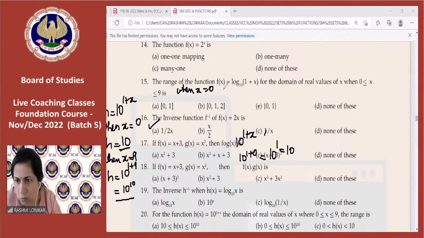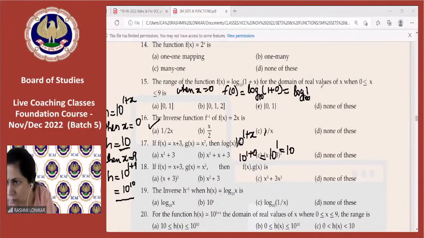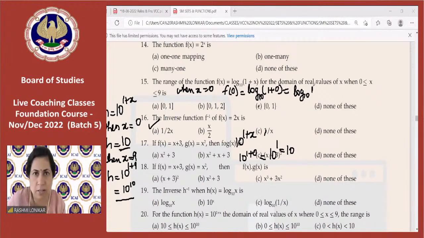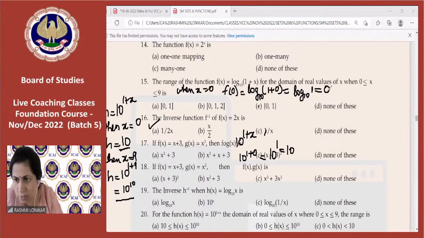When x is equal to 0, what will f(x) be? f(0) will be log of 1 plus 0 to the base 10. Instead of x, I have substituted 0. So this is equal to log of 1 to the base 10. Everybody knows log 1 is how much? Log 1 is 0. So f(0) I have found to be equal to 0.